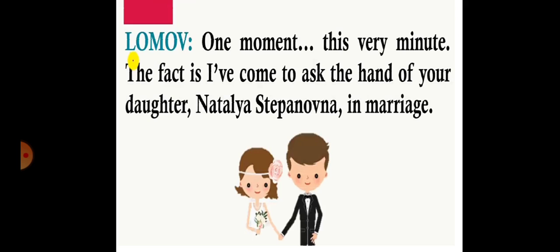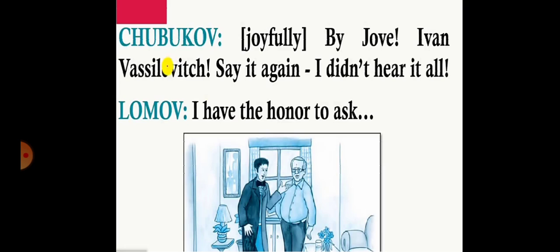Lomov: The fact is I have come to ask the hand of your daughter Natalia Stepanovna in marriage. So he is saying, okay fine, I am saying it, and the next moment he said that I have come over here to ask the hand of your daughter Natalia in marriage. Chubukov: My love! Stepan Vasilievich, say it again, I didn't hear it all. Lomov: I have the honor to ask.